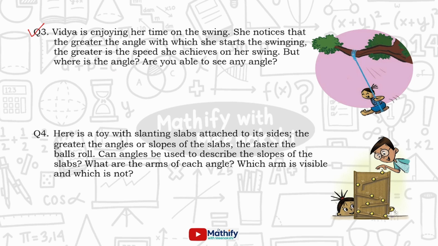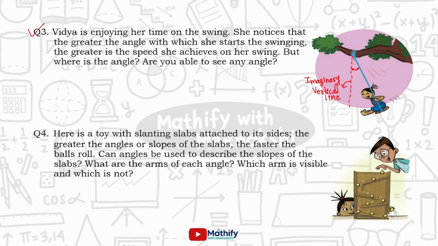Yes. When she starts, let us consider that position to be like this. That is the vertical line, you can say, the imaginary vertical line. So the initial position of the swing is like this. Now they are saying that the greater the angle, the greater the speed. So they are talking about this angle. If you increase this angle, then you know that her speed is more.